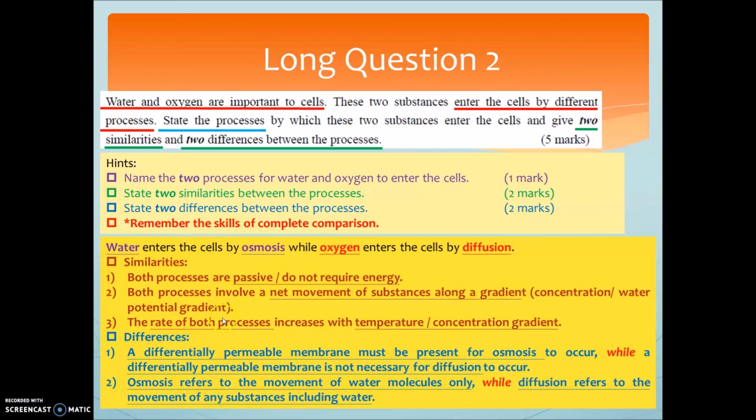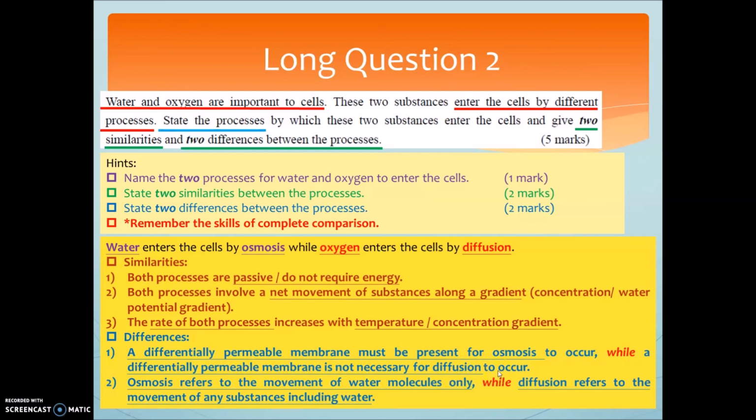And then the rates of the 2 processes both increase with temperature and the concentration gradient. So at least you need to be able to point out number 1 and number 2. And then for the difference, a differentially permeable membrane must be present for osmosis to occur. You can use while, whereas, and but, whatever. But a differentially permeable membrane is not necessary for diffusion to occur.